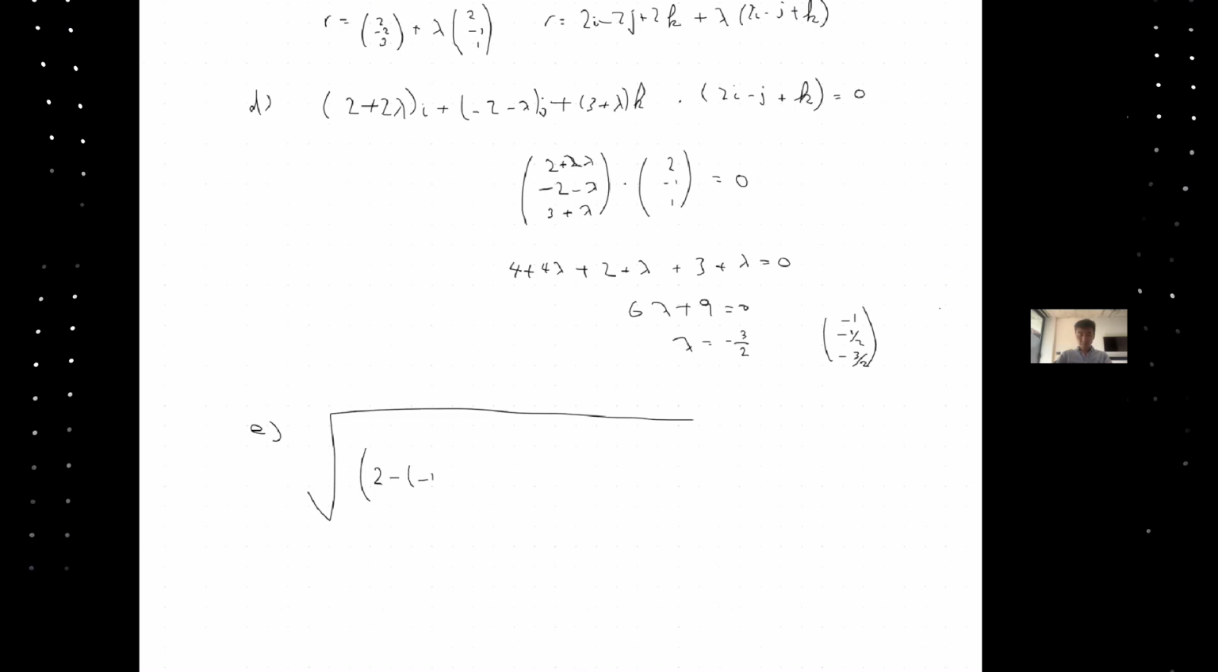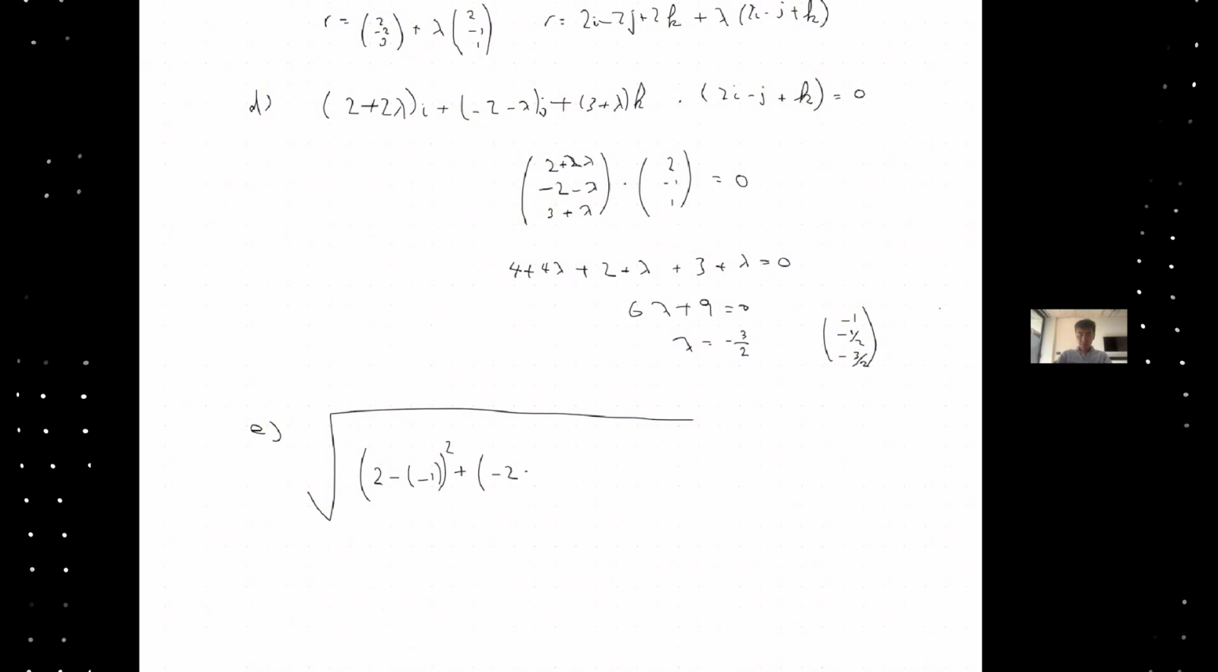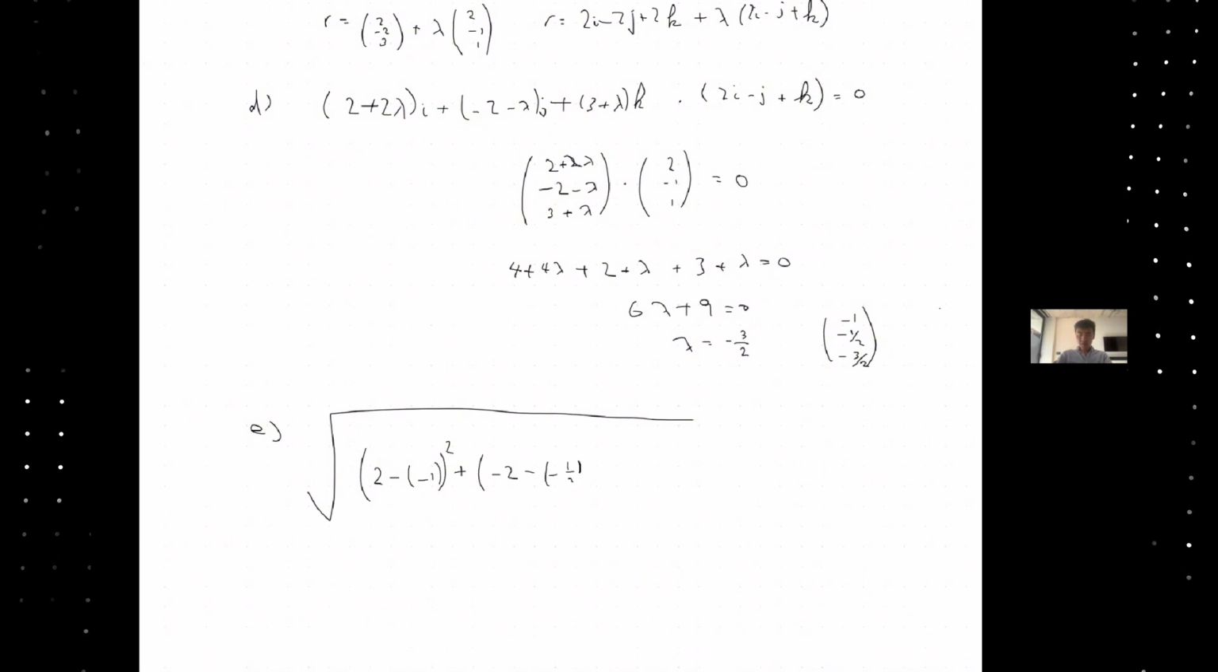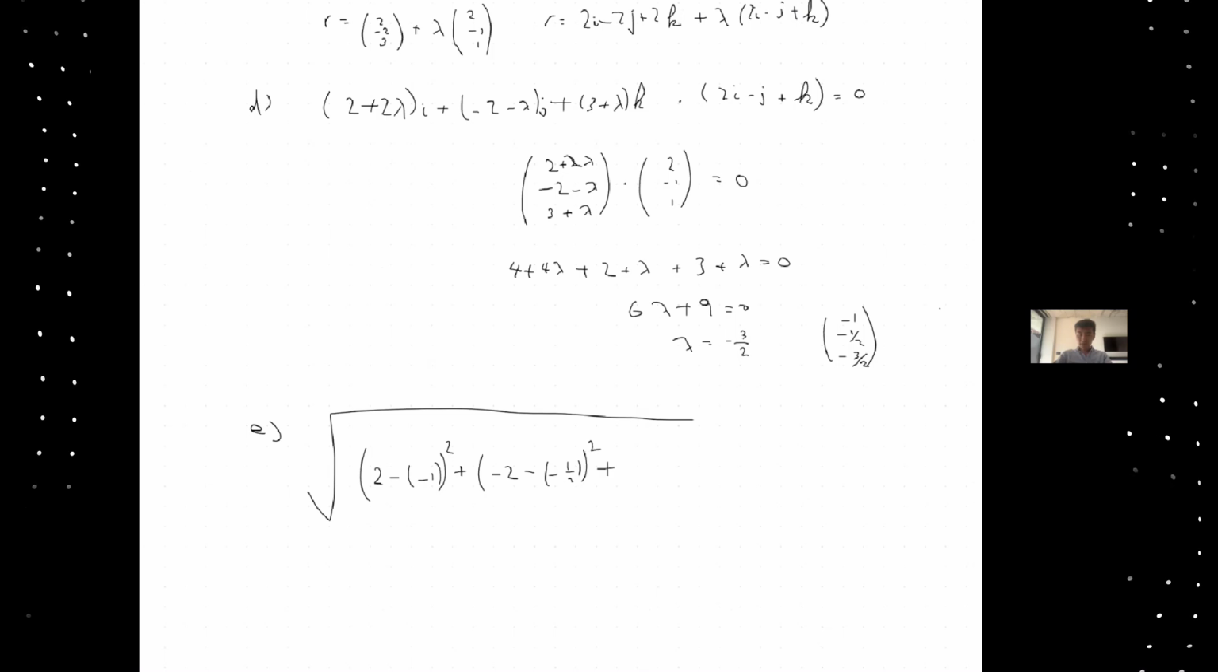Recall that the coordinate of point A up here is 2, minus 2, and 3. And this point that we found on plane 2 is minus 1, minus a half, and minus 3 halves. So we'll find the difference now. Let's do the x first. So that's going to be 2 minus minus 1, squared. Plus minus 2 minus minus a half, squared. Plus 3 minus 3 halves, squared. Sorry, excuse me, this should just be 3 halves. So then you've got 3 minus 3 halves.